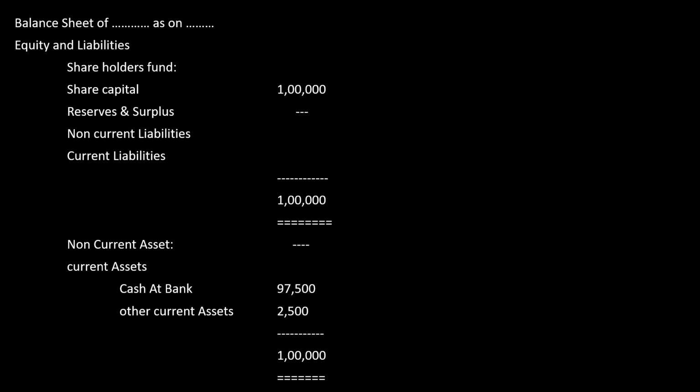The commission is yet to be paid, therefore it is a loss. You will write it on the asset side under the heading other current assets, 2,500. Okay, so therefore the balance sheet will tally on both sides. That's it, it's all about underwriting. Thank you. We'll see in the next class.